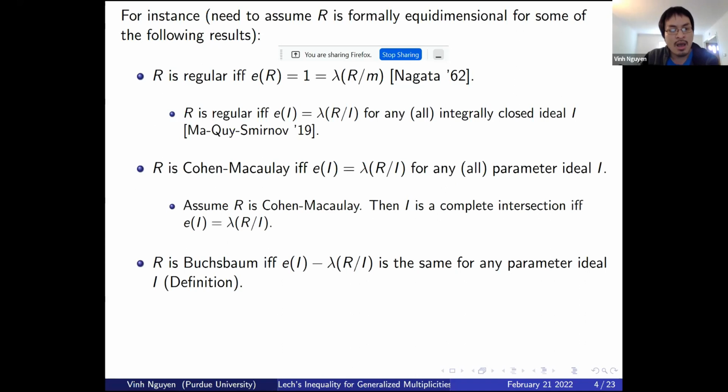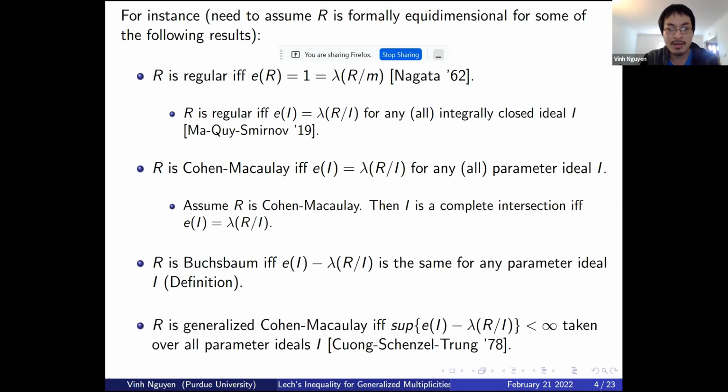Okay, so R is called Buchsbaum if and only if the difference between multiplicity and colength is constant for any parameter ideal. And then finally, an even more general type of ring than Buchsbaum is called generalized Cohen-Macaulay. And so R is generalized Cohen-Macaulay if and only if the set of all differences between multiplicity and colength for parameter ideals is bounded above.